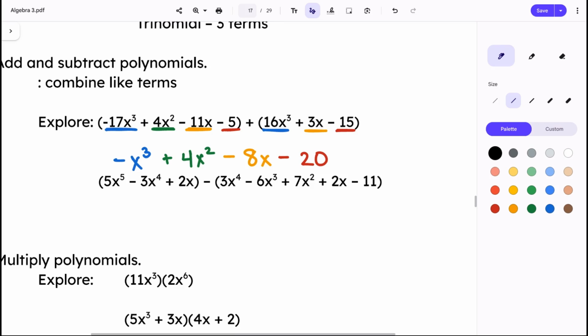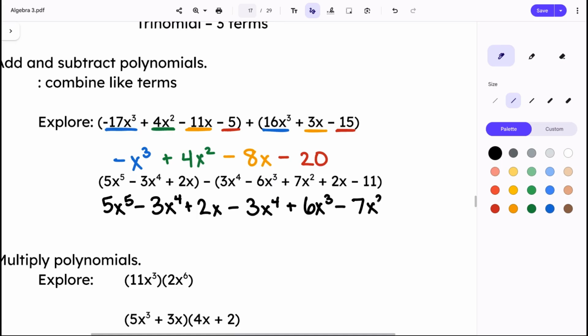So I would almost think about rewriting this as a 5x. I'm not going to do anything with the first set, so I'm just going to drop all that down. And then I'm going to switch the signs of all of those other terms. So it's going to become minus 3x to the fourth plus 6x to the third minus 7x squared minus 2x and plus 11. In that case, I got rid of all my parentheses because I already took care of the minus sign, so I don't really have to think about it anymore.